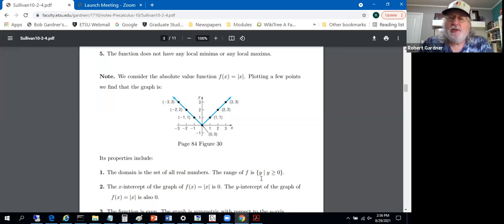The range is, here it's written in a slightly different version, instead of an interval, all y such that y is greater than or equal to 0. If you like, it's square bracket 0, comma, infinity. Think along the y-axis. We get 0 out and everything greater than or equal to 0. The x-intercept, well, this one touches, but does not cross, the x-axis at the origin, touches the y-axis there as well. So the x-intercept is 0. The y-intercept is also 0.